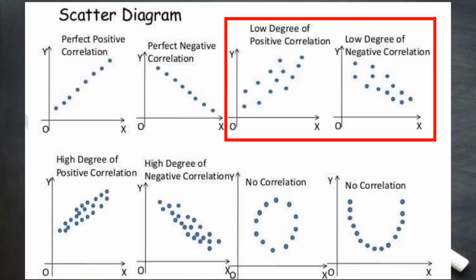Next is the diagram or the graph on the upper right corner po. We have the low degree of positive correlation and the low degree of negative correlation. Now, why is it low degree? It is low degree because the points are scattered. They still have a correlation because the points are in one direction, but since it is scattered, then you have a low degree of correlation.